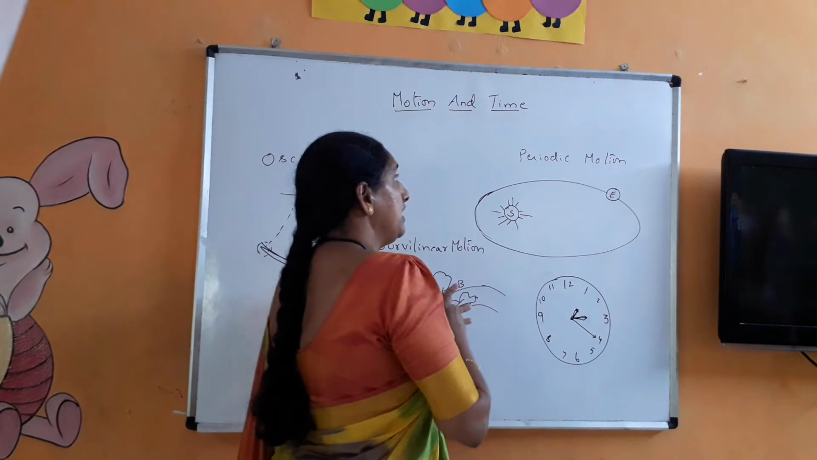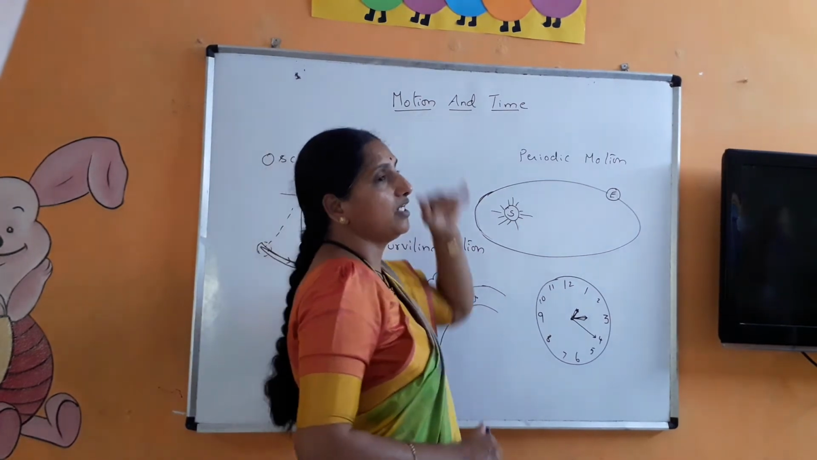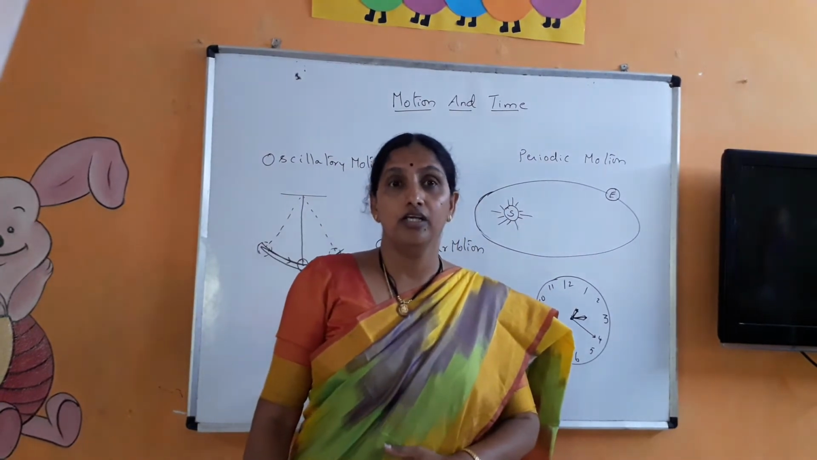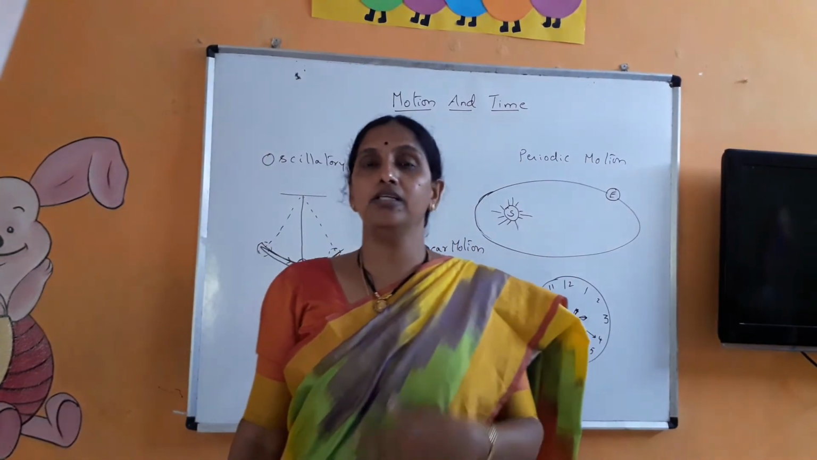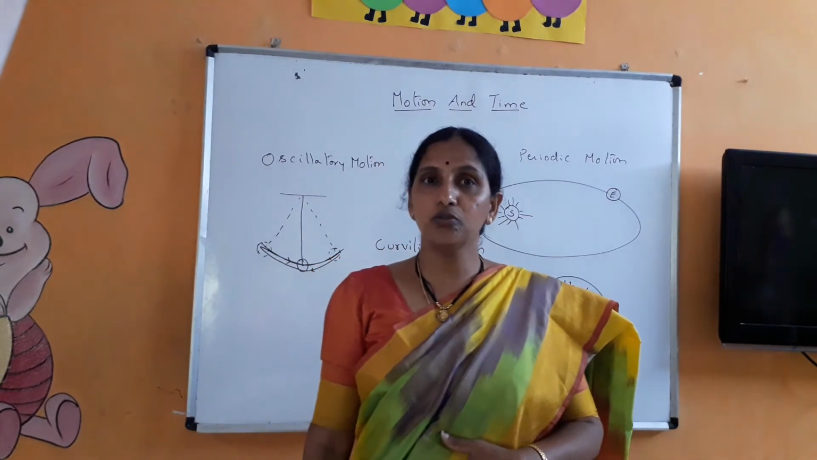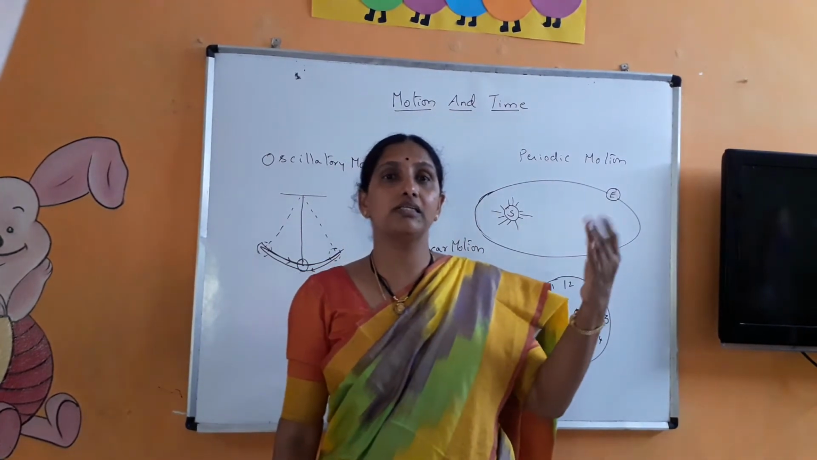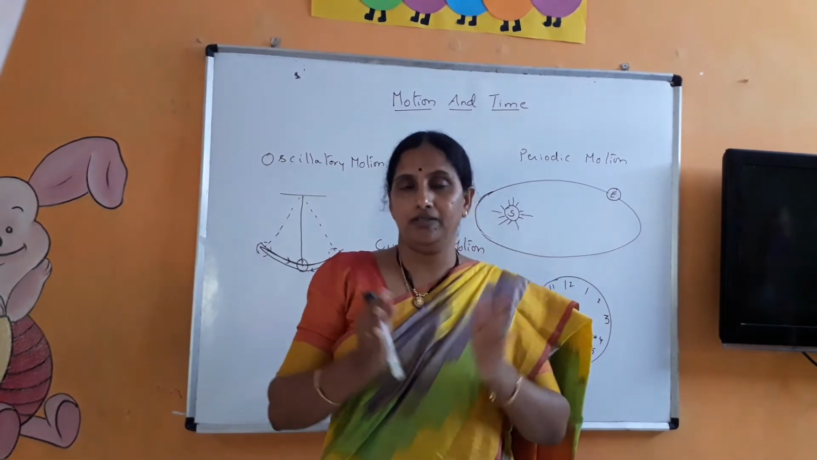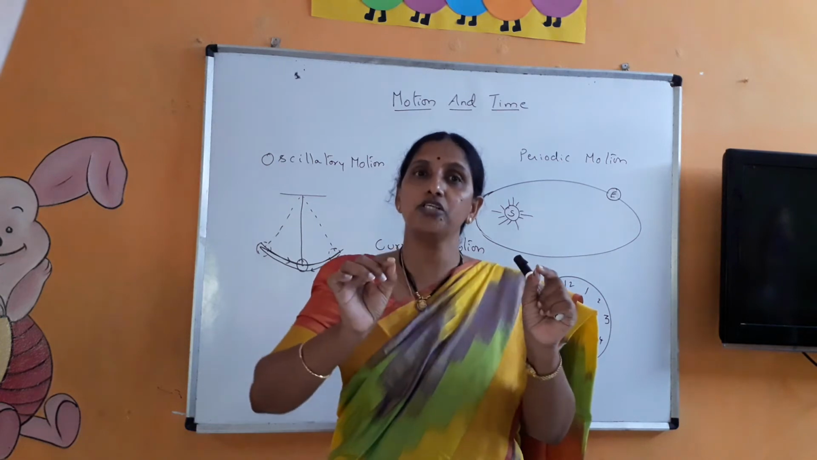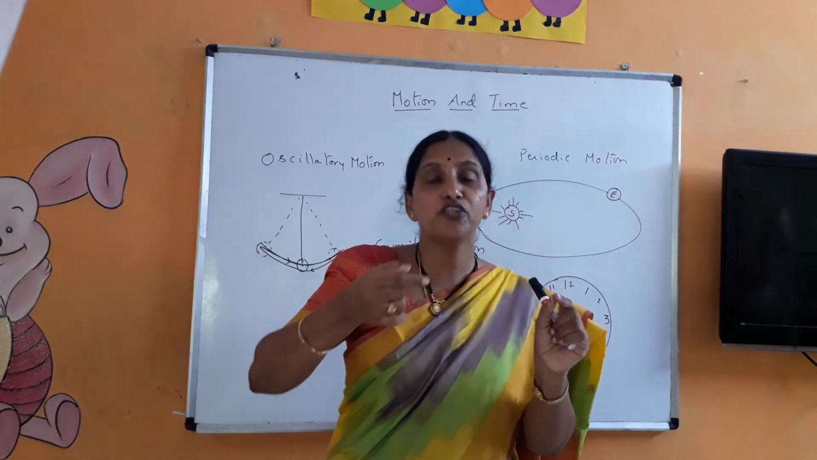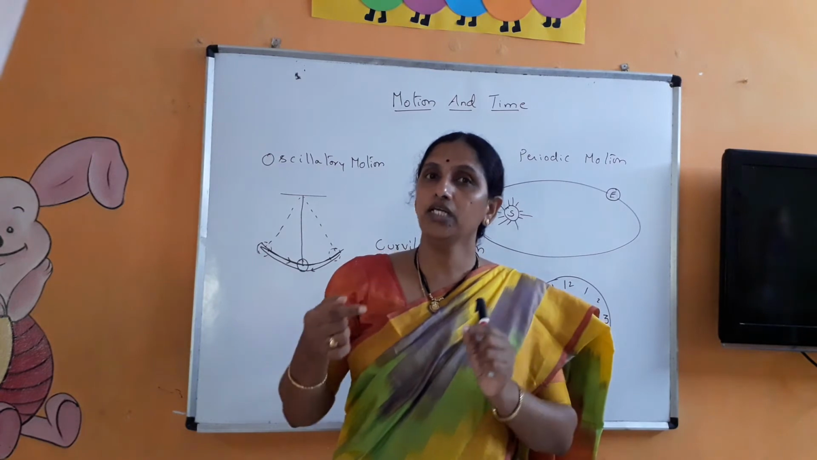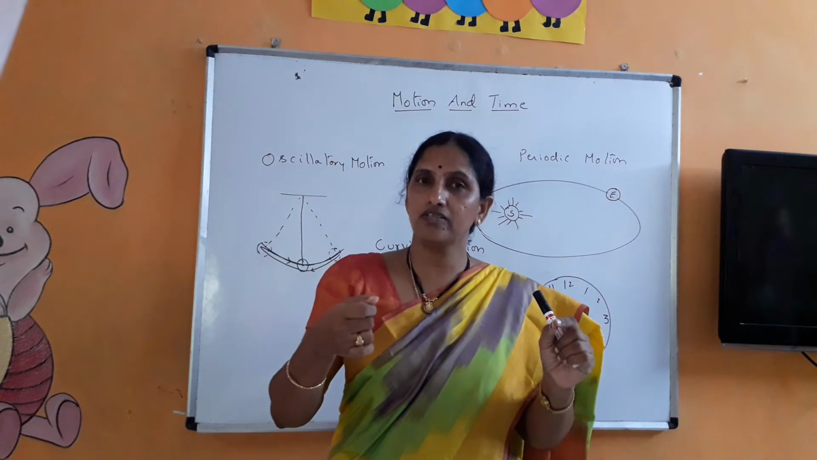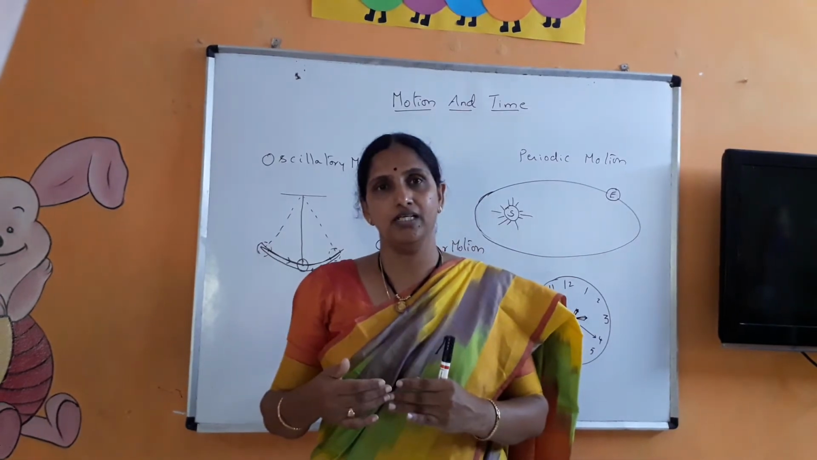Okay, so now the next one is periodic motion. You can see it here on the board. Now what is meant by period? Yes, in your school you have first period, second period, third period and so on. What do you mean by period then? When there is a fixed duration of time for an event to take place, we call it a period.